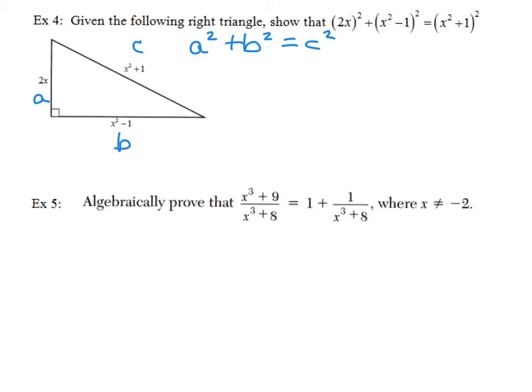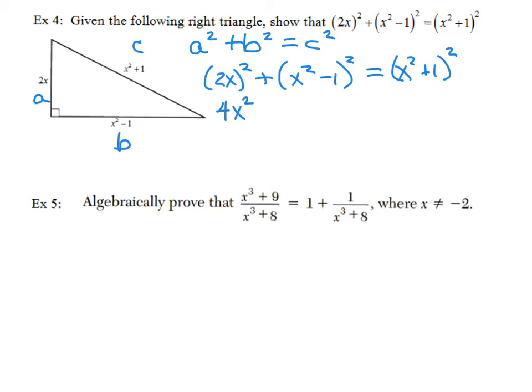So the question says, let's show that 2x, which is the first leg, squared, plus the second leg squared, x squared minus 1 squared, is equal to x squared plus 1 squared, which is just the hypotenuse. So let's go through and square. 2x, when I square that, that's a monomial, so that's giving me 4x squared. When I square this binomial, x squared minus 1, it's giving me x to the fourth, follow the pattern that we've been using all year, twice the product of the two terms in the binomial, so that's going to be a minus 2x squared, plus the last term squared, so plus 1.